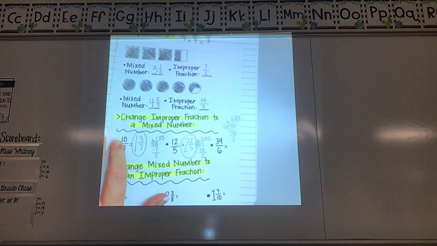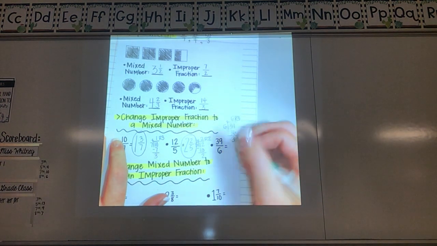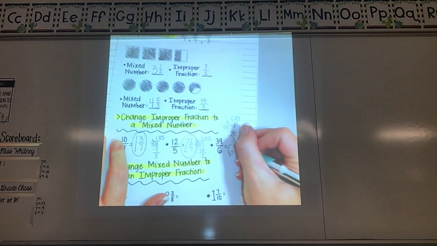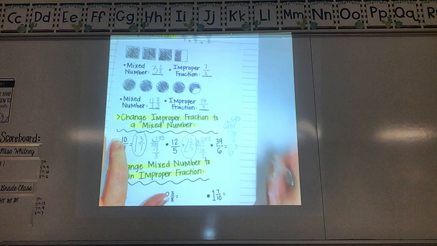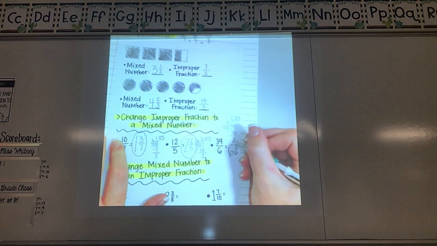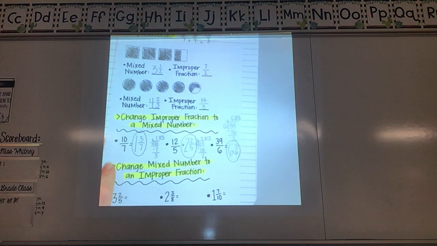Now I'm ready to write it as my mixed number. So cover up my remainder. That's my big number, which is going to be a 6. My remainder becomes my top number. That's a 3. And my bottom number stays the same, so it's going to be a 6. So 6 3/6 would be that mixed number.